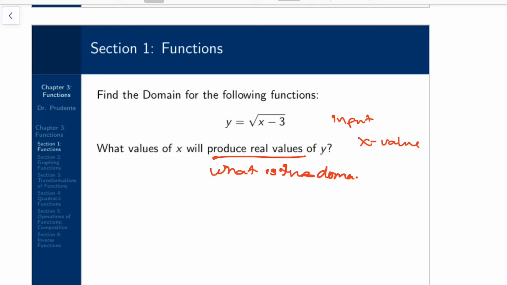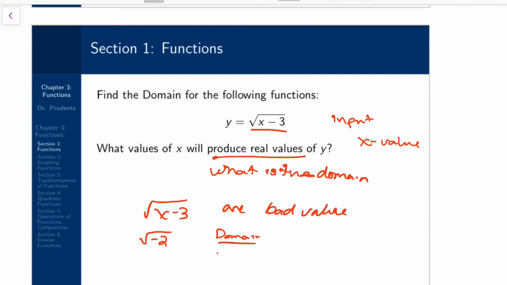We can look at this square root of x minus 3 and ask, are there any bad values? Are there any values that will give us a false conclusion? We know that anything in a square root has to be non-negative. I can't take the square root of something like -2. So for the domain, we want x minus 3 to be greater than or equal to 0. We can solve that, and we get x greater than or equal to 3, and we can write that in interval notation. This would be the domain of our function y equals the square root of x minus 3.